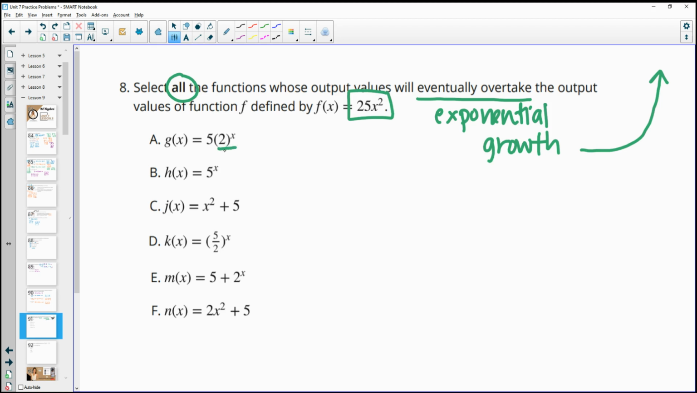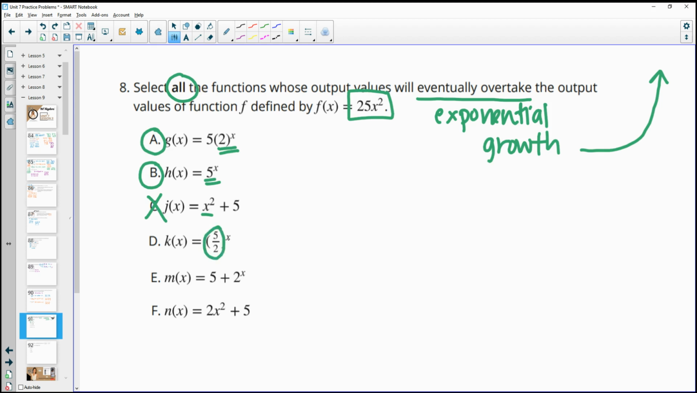So part A we see as an exponential with a growth factor of positive 2. So that one's growing. B is an exponential function with a growth factor of 5. So that's growth. C is a quadratic. So that's not going to eventually overtake it. I mean, it already is over it. It's not going to eventually overtake it because it starts above it anyways. But I guess it won't stay because it's only 1x squared versus 25x squared. But a quadratic won't overtake a quadratic.